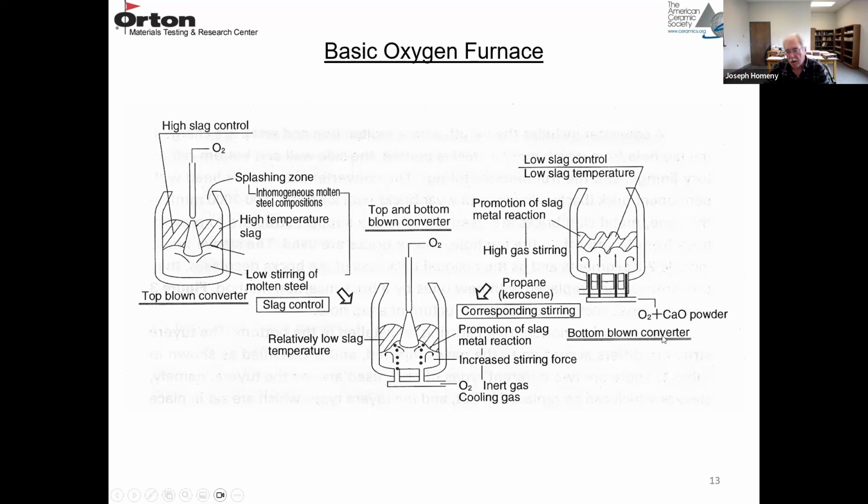Then the next version is a bottom blown converter, where you're blowing the oxygen and they're actually adding the lime for the slag through the bottom. So there's a lot of stirring at the bottom, but not as much at the top. And then this one is both top and bottom blown. So you have gases coming through the bottom and through the top. So that promotes a great deal of stirring, and the reaction takes place faster. So there's three versions here.